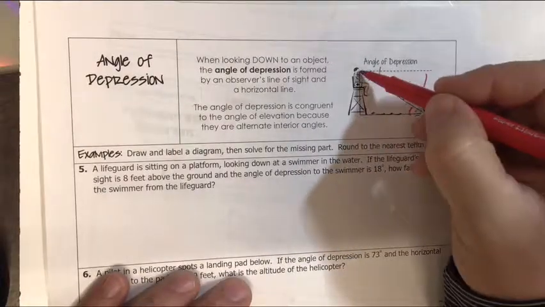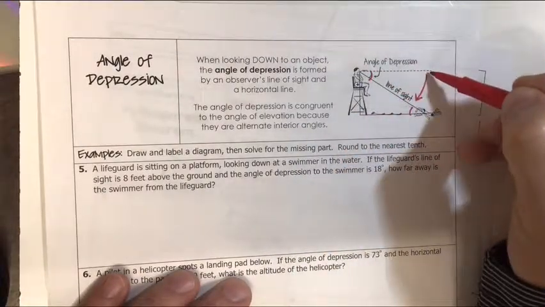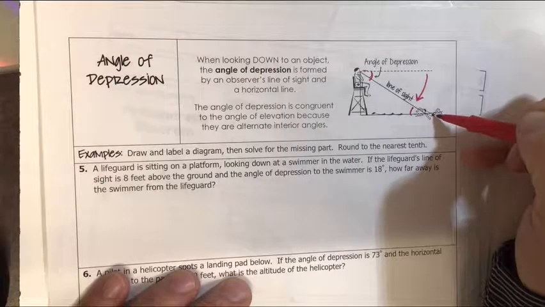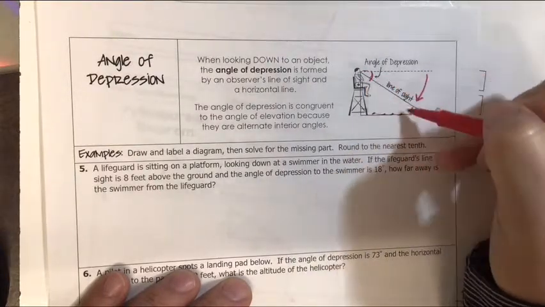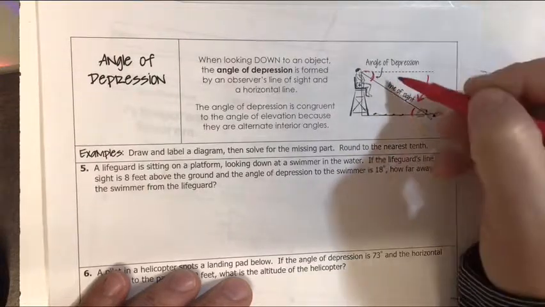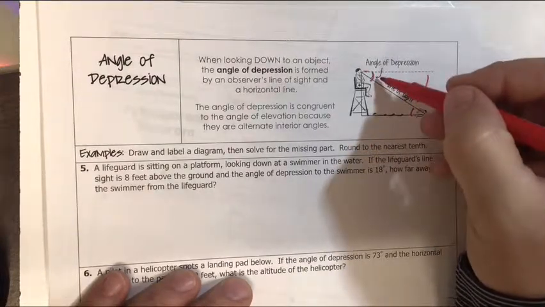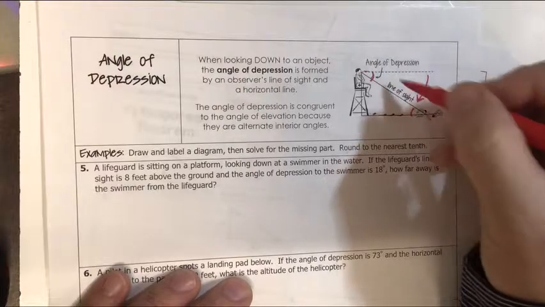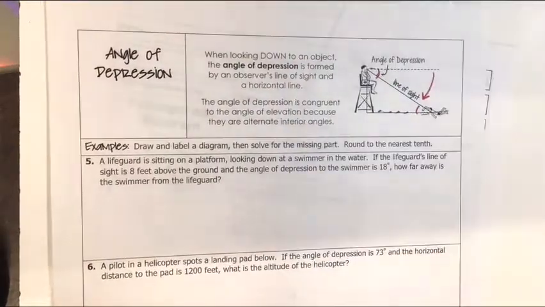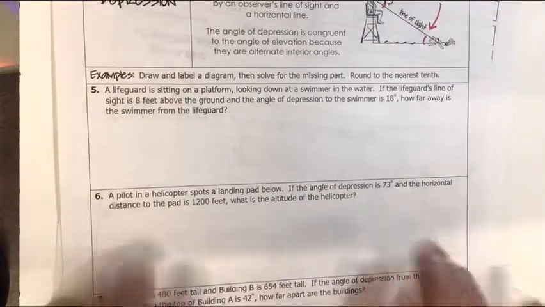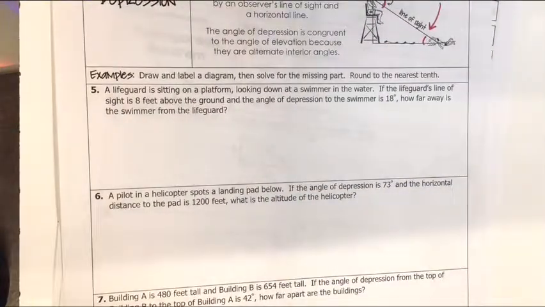And this is because the horizontal line from the lifeguard is parallel to the horizontal line back from the swimmer. Since those lines are parallel, these are alternate interior angles. And so sometimes this angle of depression ends up translating to this congruent angle down here, and I'll show you why we do that in this example. We're going to look at number 6. We're going to skip over number 5, look at number 6 here.